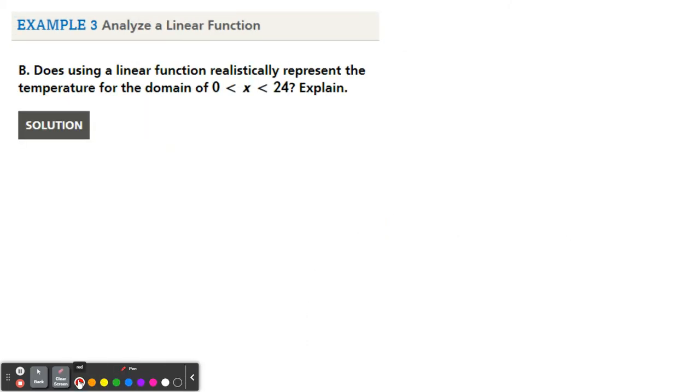It says, does using a linear function realistically represent the temperature for the domain 0 less than x less than 24? Explain. So this idea of domain, 0 less than x less than 24. This is 24 because there are 24 hours in a day. So the question is, should we continue to use this linear function that keeps increasing from 0, which would be 12 a.m., to the end of the day, which would be like 11:59 p.m. late at night? Well, the answer is no.